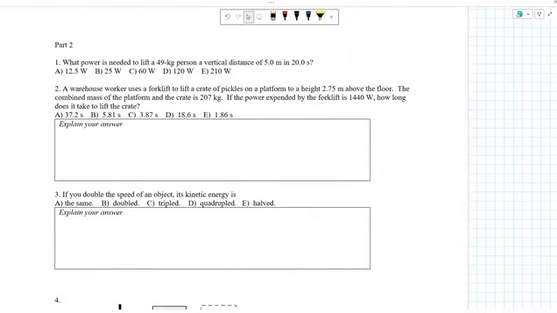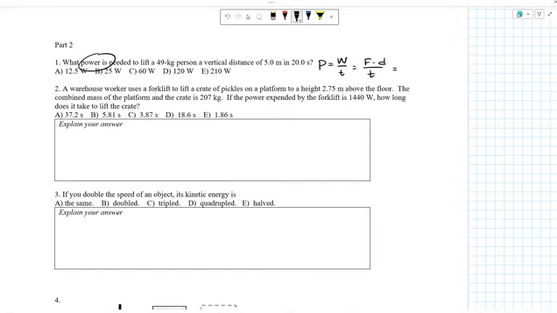All right, part 2 of our review is even more problems about work and energy. So we're going to start off with the power needed to lift a 49 kilogram person a vertical distance of 5 meters in 20 seconds. So since it's asking about power, power is work over time. So it's going to be force times distance over time.